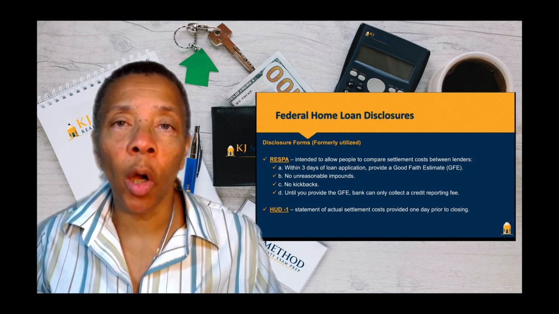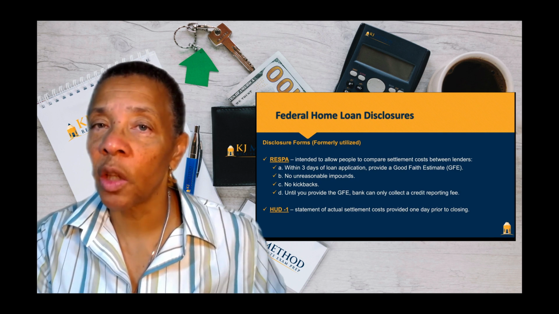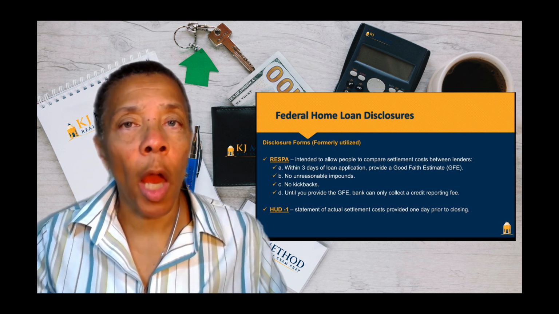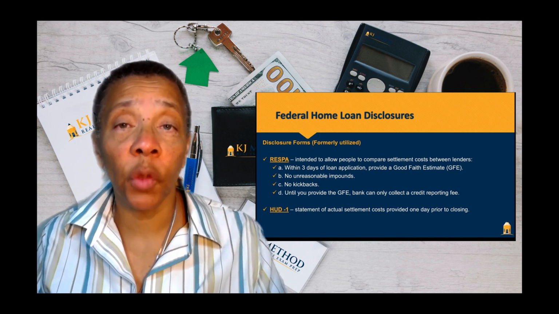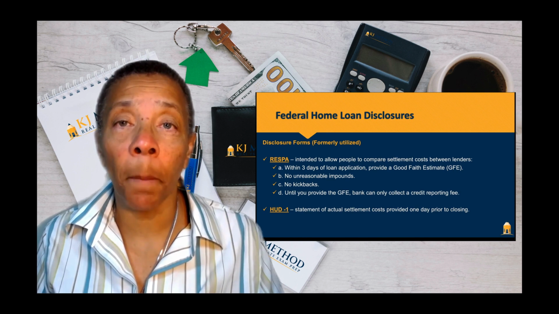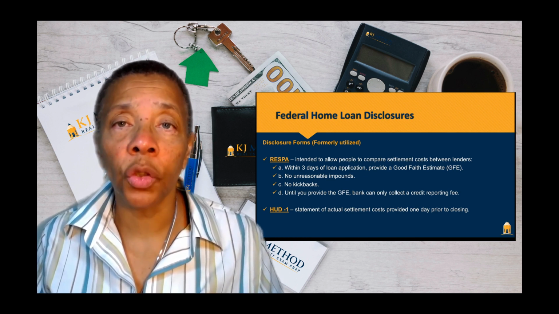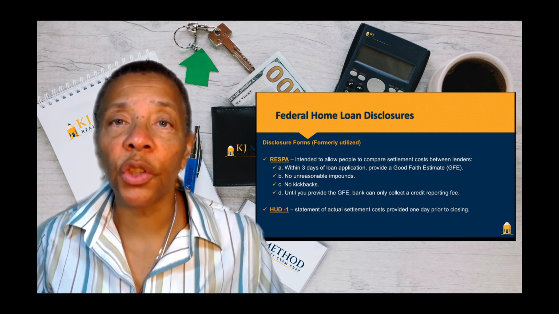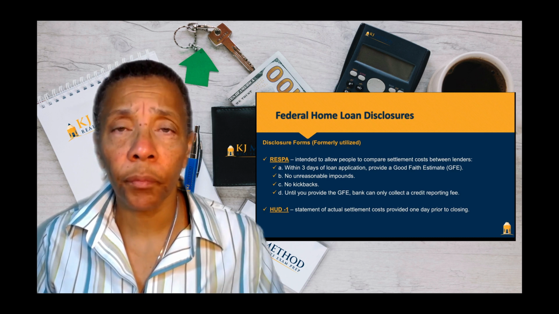The whole point of these federal laws is to see at the beginning what the estimated loan is going to be, and then right before you close to see if those numbers match each other. So you can go from bank to bank to bank to compare all of the closing costs or all of the loan costs so that you know which bank to go to.